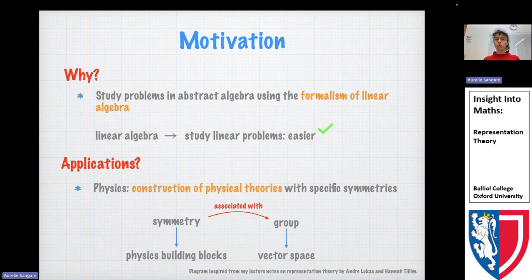So, as a theorist, what you want to do is to construct physical theories with specific symmetries. And in order to do that, you need to know how your symmetries act on the basic building blocks in physics, which are vectors. For example, in classical mechanics, you study an object, you know that you have some forces which are applied on that object, and then you want to know where will my object be later. So you want to study the trajectory of your object.